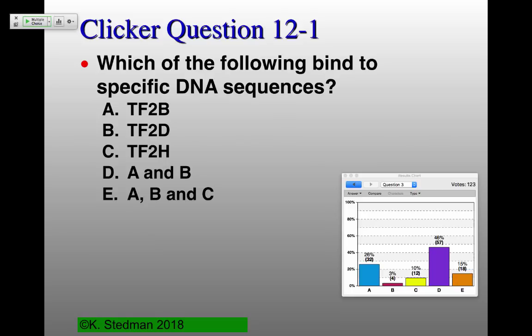TF2D. And the TFs, these are all transcription factors for RNA polymerase II. That's what the TF2 is all about. TF2D, what's part of TF2D? TBP, the TATA binding protein. So the TATA box. So definitely, I would say A and B.